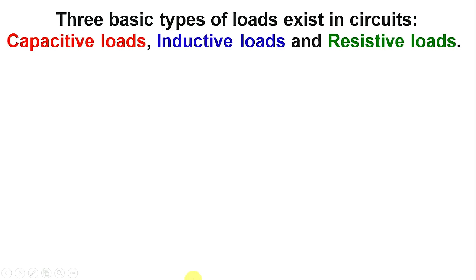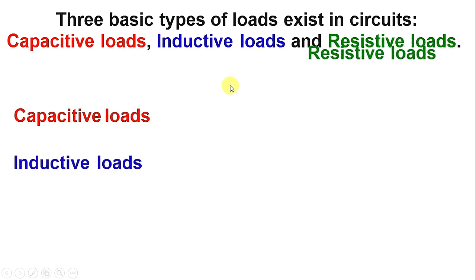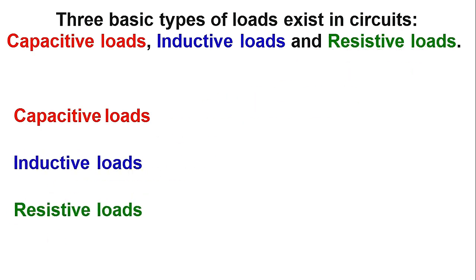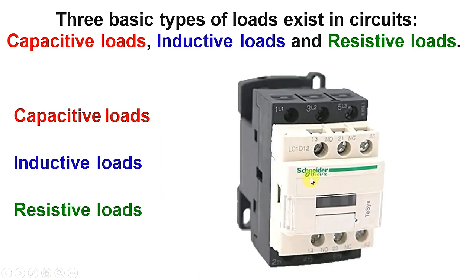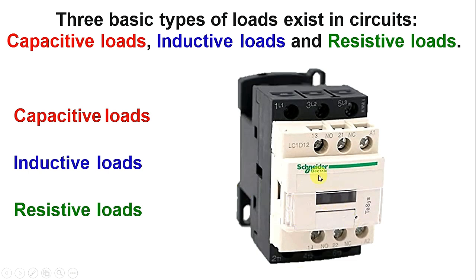Look, electrical load is of three types. First is capacitive load, second is inductive load and third is resistive load. So overall three types of load are there. For these three different types of load, we cannot use the same type of contactor. According to the load, we have to select the contactor.